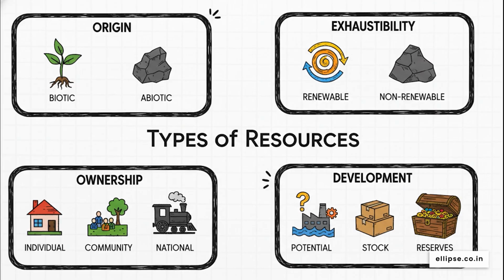Simple. Second, based on exhaustibility. Can it run out? If it's renewable, like sunshine or wind, we can keep using it. If it's non-renewable, like coal or petrol, once it's gone, it's gone. Third is ownership. Does it belong to an individual, a community, the whole nation, or is it international? And finally, based on its status of development, we have potential, developed, stock, and reserves. And hey, make sure you know this table well. It's super important for your board exams.